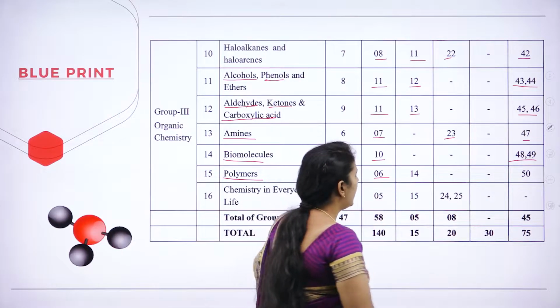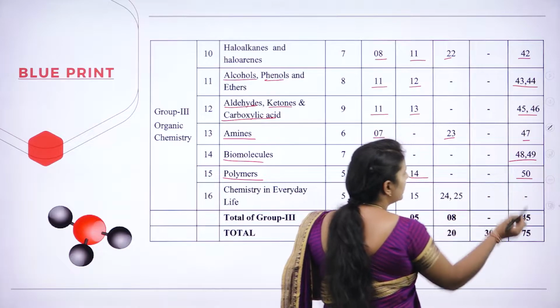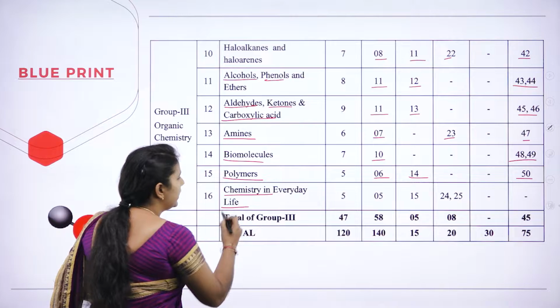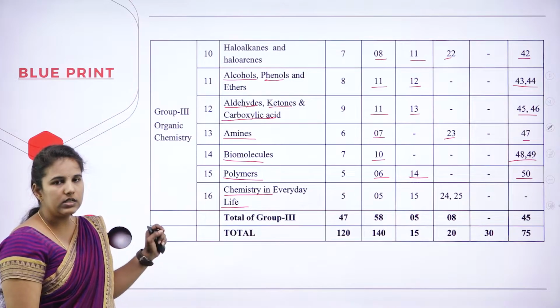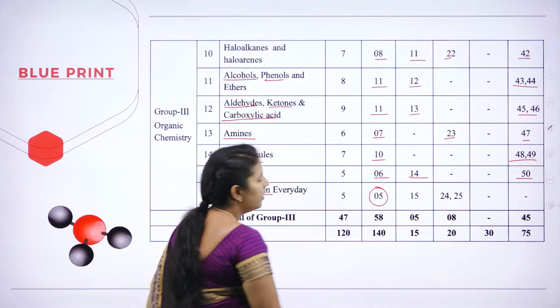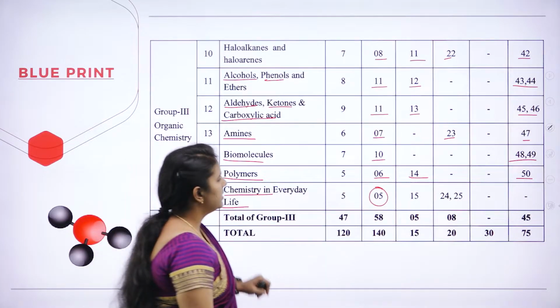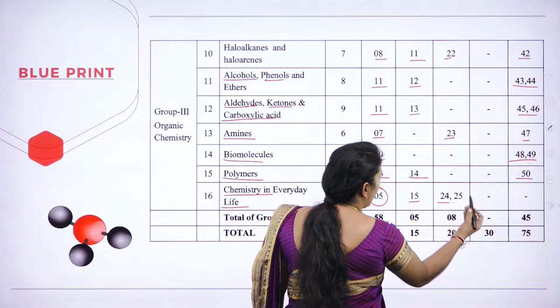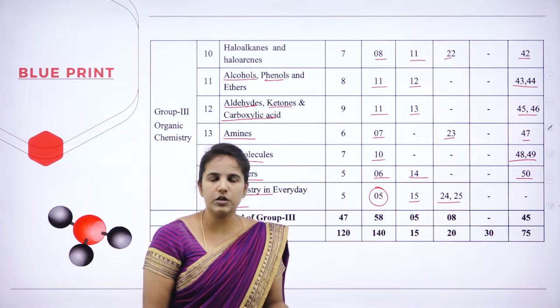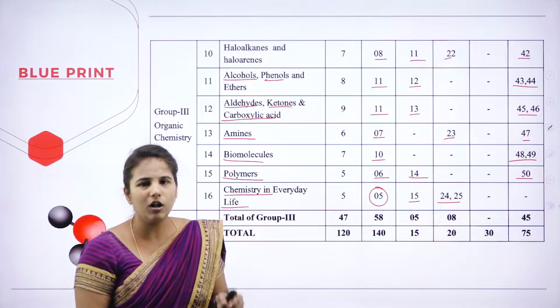And there is a 1 mark question and there is a 5 mark question. And coming into chemistry in everyday life, that is unit 16. From this unit, we can expect only a 5 mark question, a 1 mark question and a 2 mark question, and there is no 5 marks question from this unit because it is a small unit.